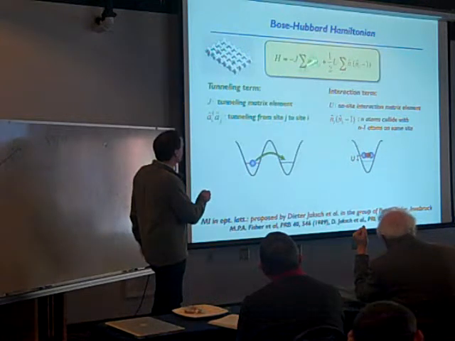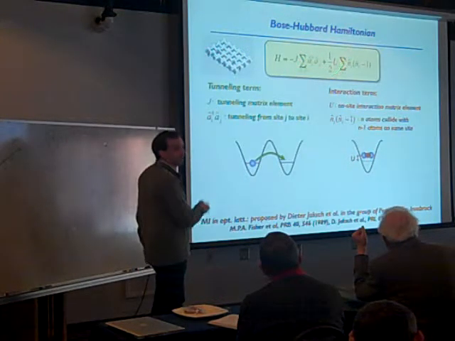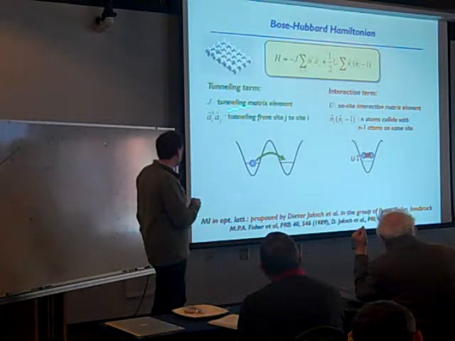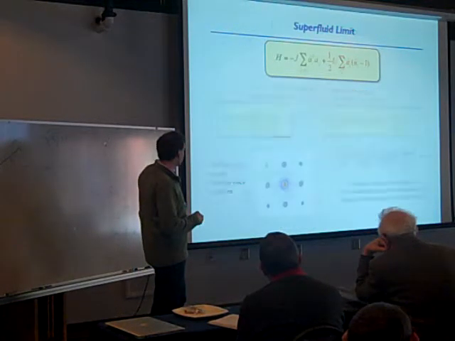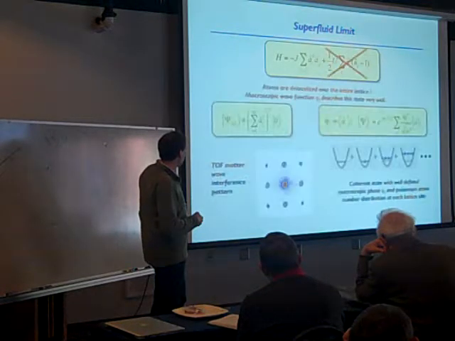Experimentally, we can wildly tune the ratio between this tunneling and this interaction. We do this mostly by changing the depth of the lattice potential. If it's shallow, they can tunnel very quickly. If it's deep, then they hardly tunnel at all.